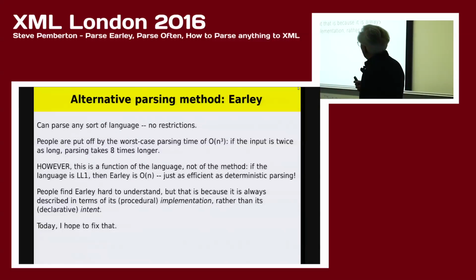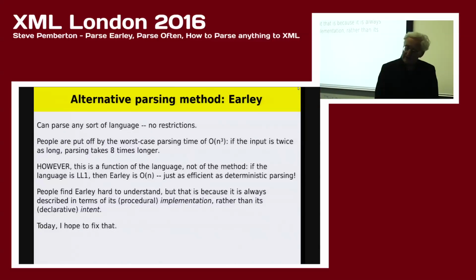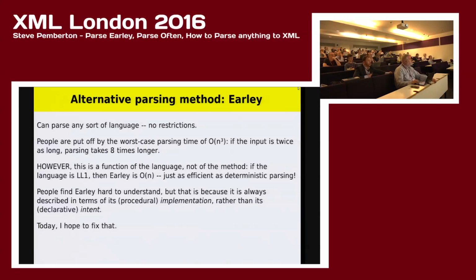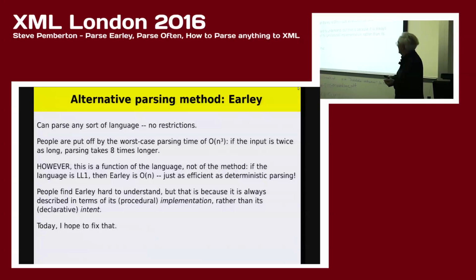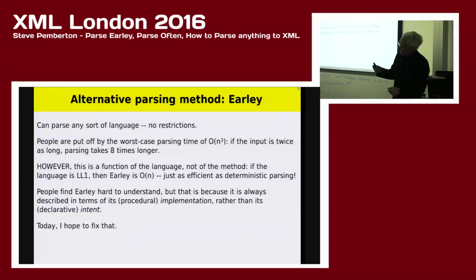Now, people find Earley hard to understand, and that included me. I studied it a lot. I knew how to write an Earley parser, but I didn't understand exactly why or how it worked. And the conclusion I came to was that that's because all the descriptions of Earley are in terms of its procedural implementation. And it doesn't explain what the abstractions are. It doesn't give a declarative intent of the whole. And that's what I want to talk about today.